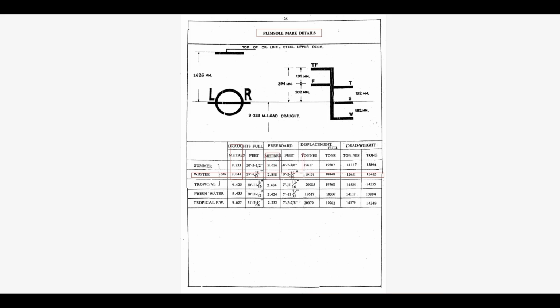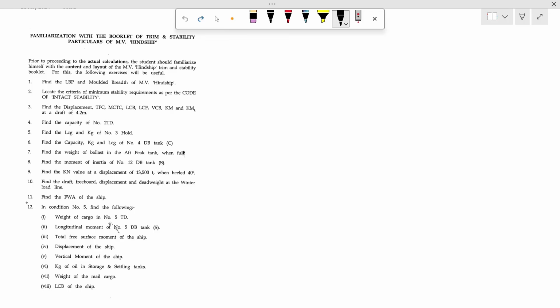For displacement, it is given here. This is the column for displacement, that is 19,151 tons. And this is the dead weight mentioned here. So the dead weight is 13,651 tons. In the next question, we have to find the freshwater allowance of the ship.